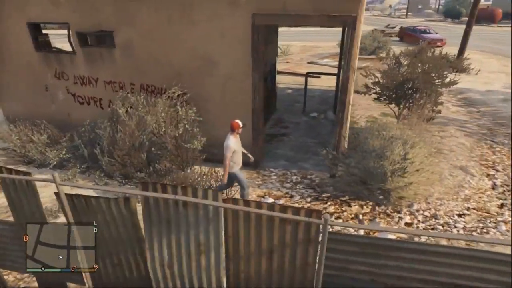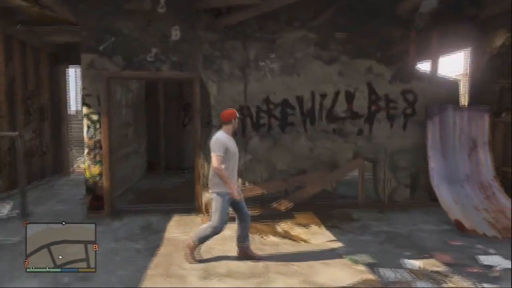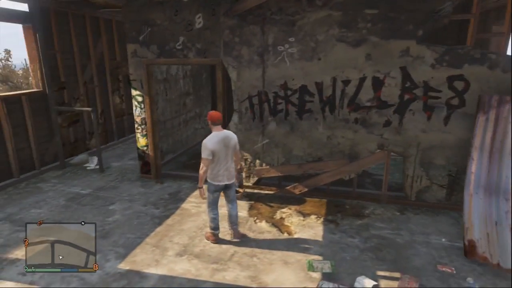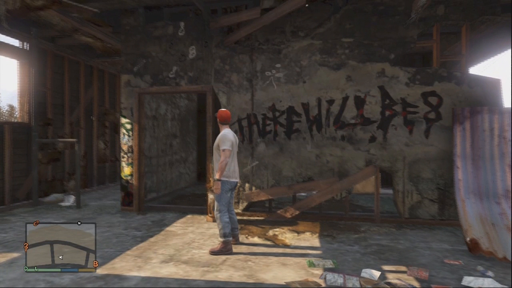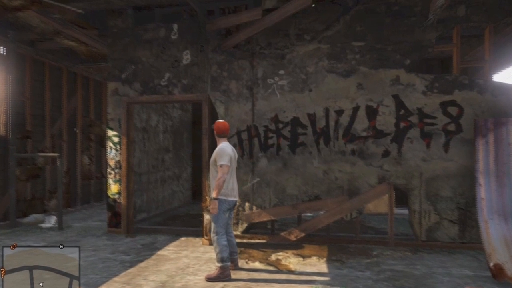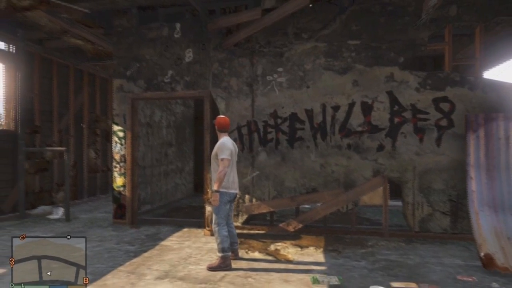Now, if we go inside, we will find some more graffiti that says there will be 8. Basically, based on this as well as the rhyme in my recent video, we can tell that he has an obsession with the number 8 and perceives it to be a message to murder 8 people. Also take note to the drawing that is above the R. This is something that is important and will come into play later.